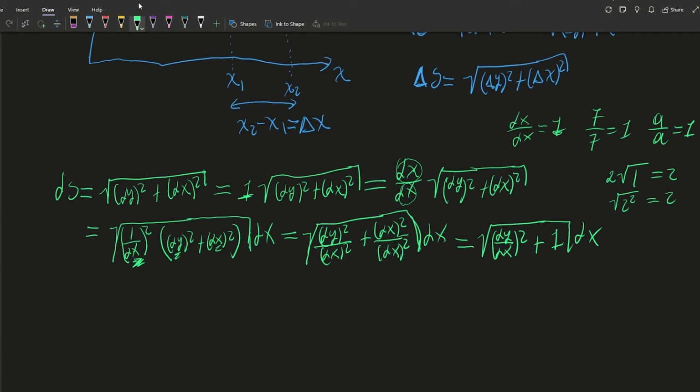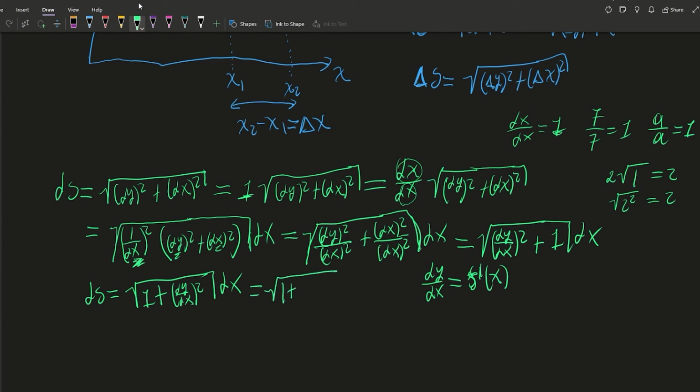So we're left with ds equals, and I'm going to rearrange this a little bit so it looks like this: the square root of 1 plus (dy/dx) squared, dx. Now dy/dx, we know what that is. dy/dx is just the derivative of f of x. Rewriting it, it's then the square root of 1 plus f prime of x squared, dx.